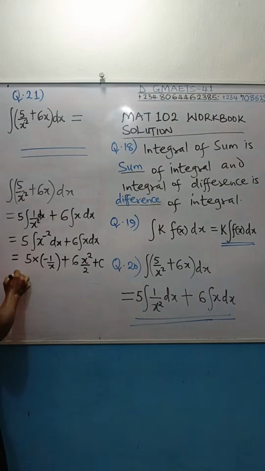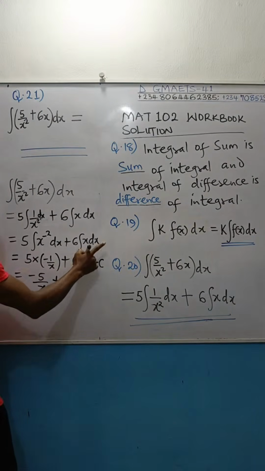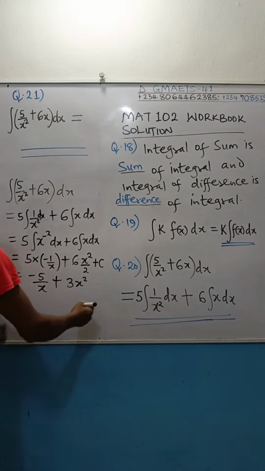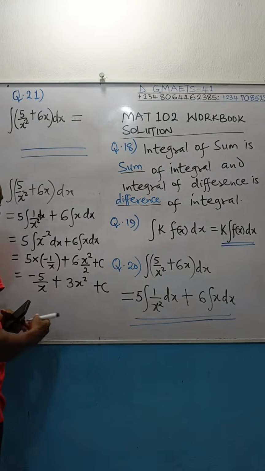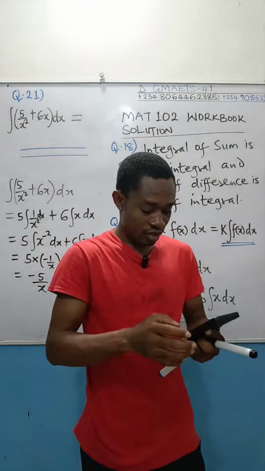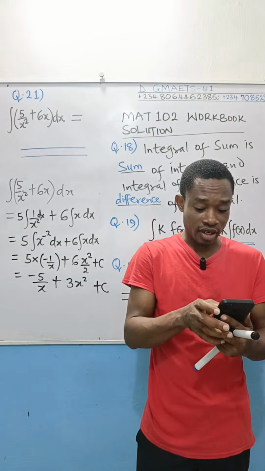So this is going to give us minus 5 over x, because 5 times minus 1 is minus 5 over x. Come to this term, these 2 will divide this 6, you get 3. 3 times x squared will give you 3x squared. Then put your constant of integration. So that is the integral value of this term. You have solved that problem. That is the integral value of that term we have there.